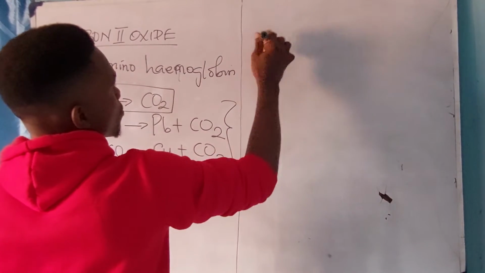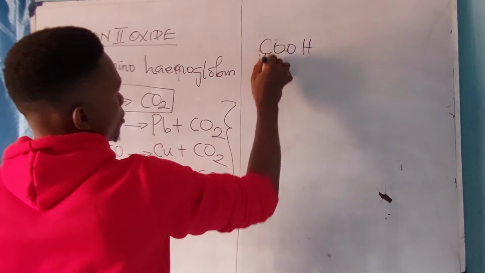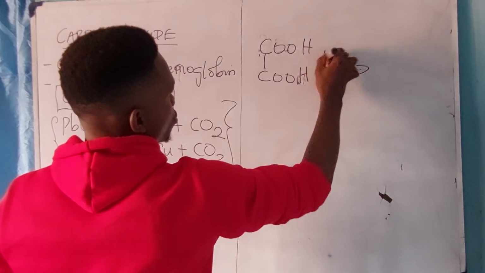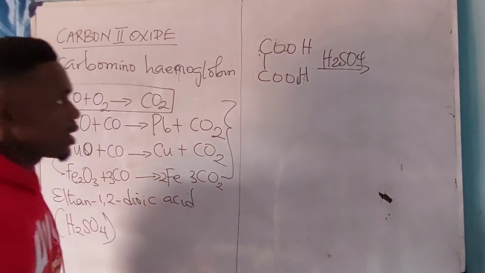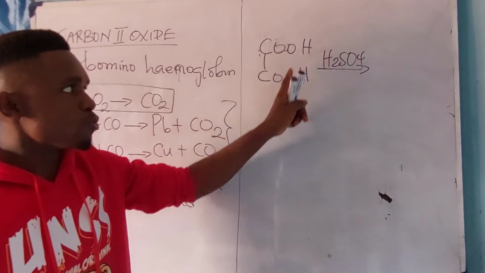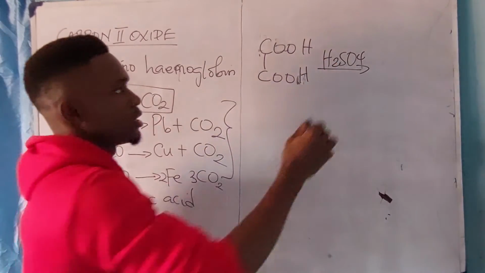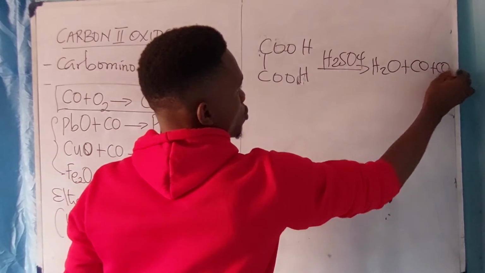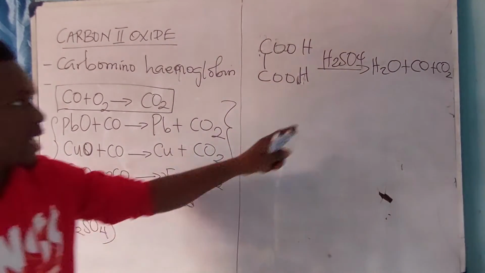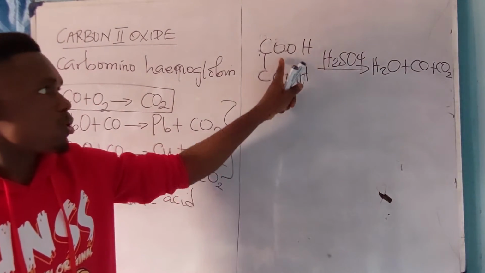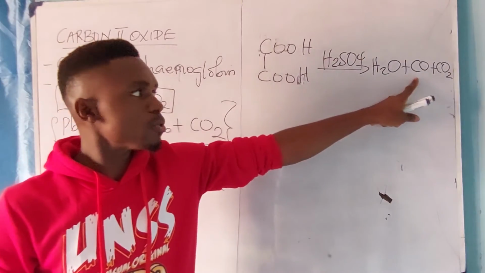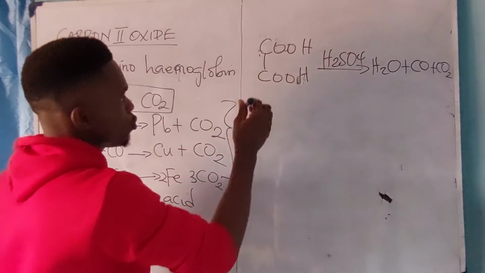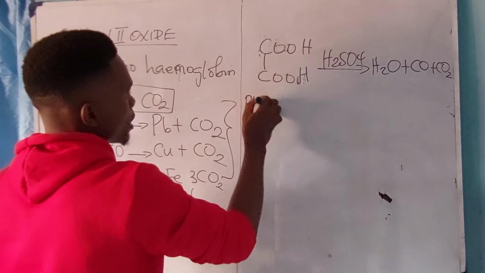This is how it is: HOOC-COOH, then H2SO4. H2SO4 will remove water. It is a dehydration; it wants to remove water. You now have H2O, and you now have CO and CO2. So you can see that it has successfully removed water from this molecule, and you are left with carbon 2 oxide and carbon 4 oxide. This carbon 4 oxide produced is now passed through potassium hydroxide.